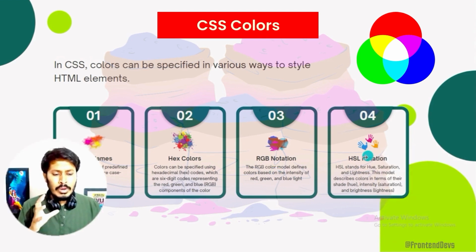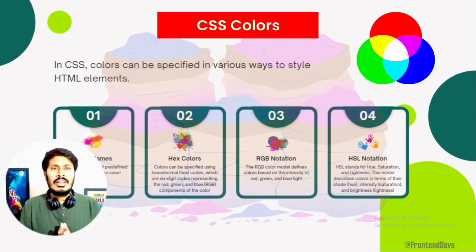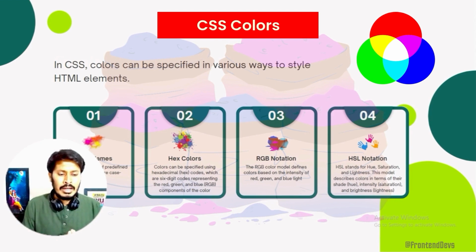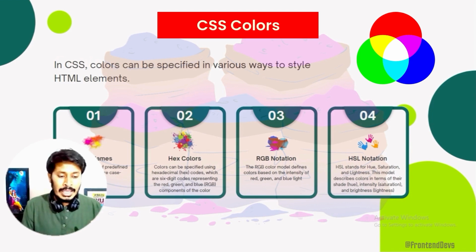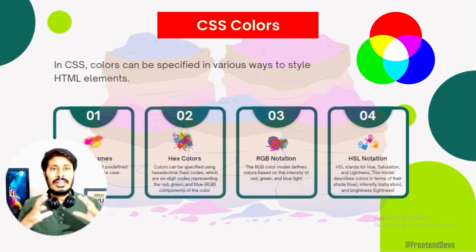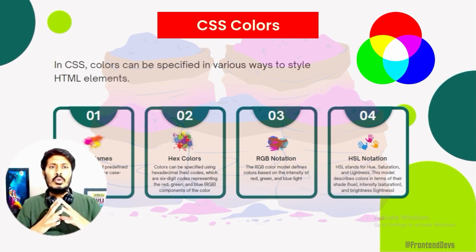And now finally we have HSL notation. When we talk about the HSL notation, it is again a combination of three values, and it stands for hue, saturation, and lightness. This model describes the color in terms of its shade, that means hue, H-U-E. Then we have intensity, that is saturation, and then we have brightness, that is lightness. And we need to define those three values and pass them to the HSL function. These are the four most used ways to add color into our web page.